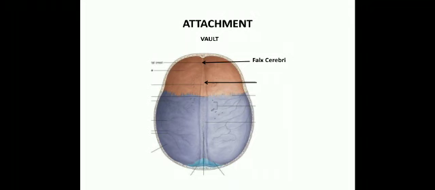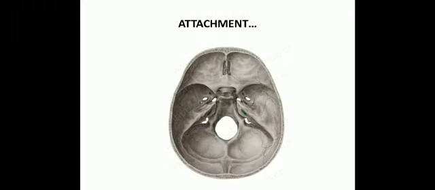Here we can observe the sagittal sulcus. The border gives attachment to the falx cerebri. The falx cerebri anteriorly is attached to the frontal crest and again it extends backwards. The lips of the sagittal sulcus also give attachment to the falx cerebri.